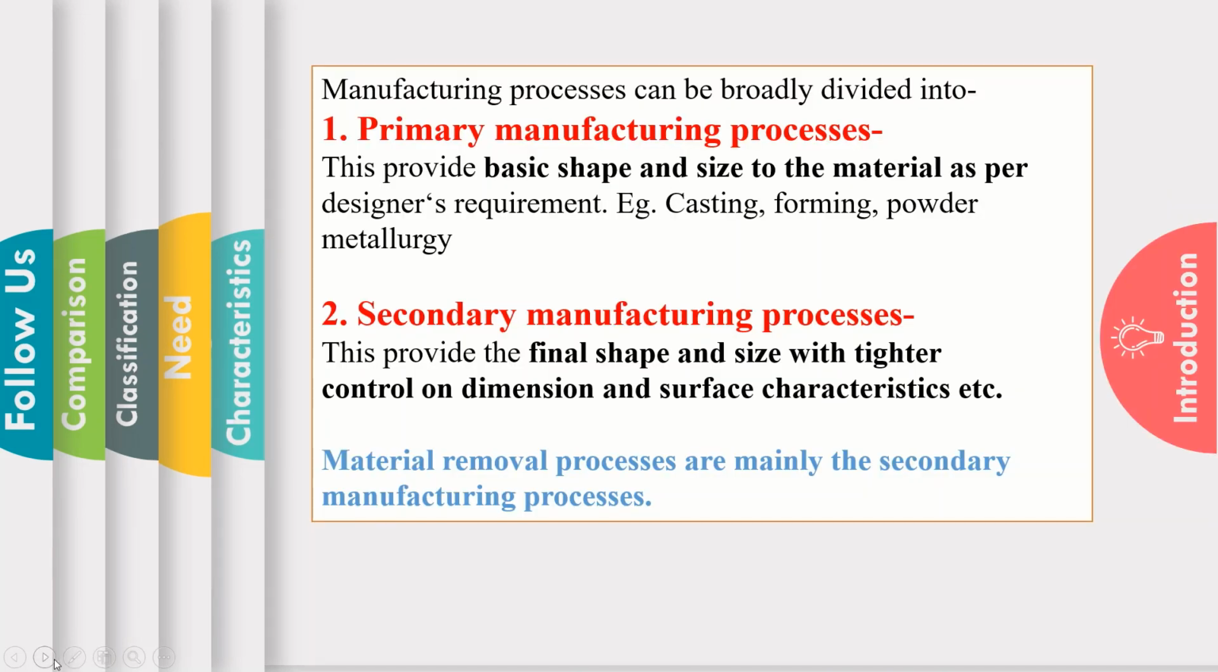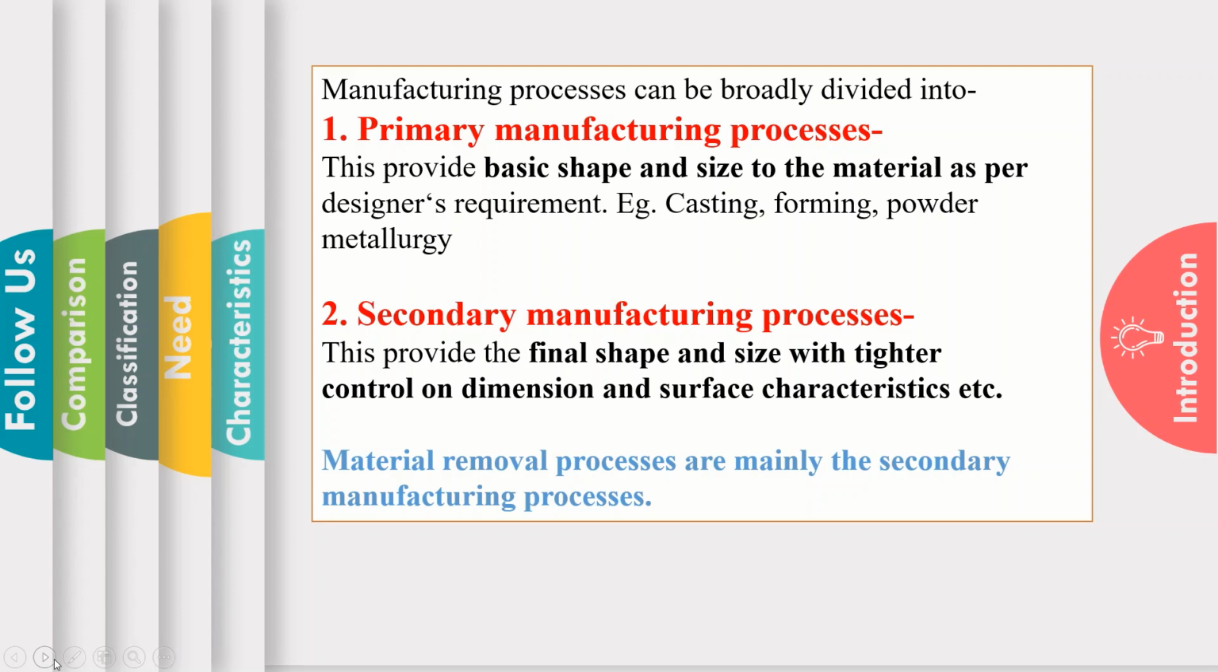As we know, our manufacturing processes can be broadly divided into two parts. First is the primary manufacturing process and second is the secondary manufacturing process. Now, the primary manufacturing process provides basic shape and size to the material as per the designer's requirement. For example, casting, forming and powder metallurgy are primary manufacturing processes.